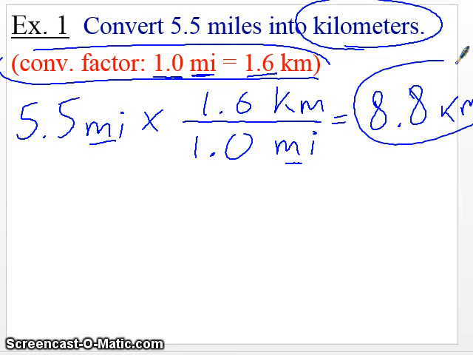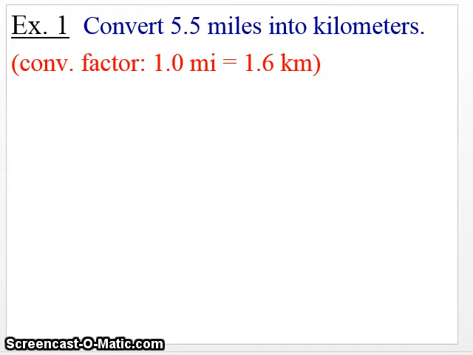I'll do both. All right, so I'm going to do this problem. Go ahead and do the selector, and then kill the annotations. All right, it's gone. And then back to it. I'm on convert 5.5 miles into kilometers. We just did that one, huh? We just did that one. Let's do a different one.